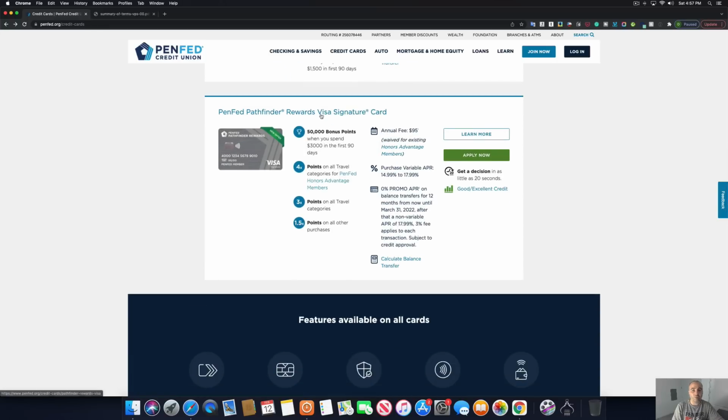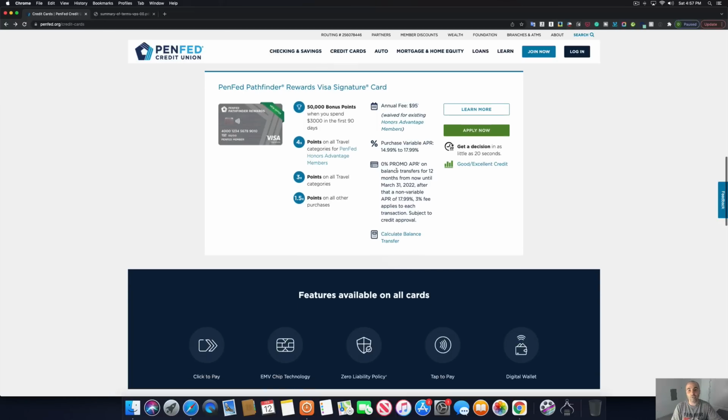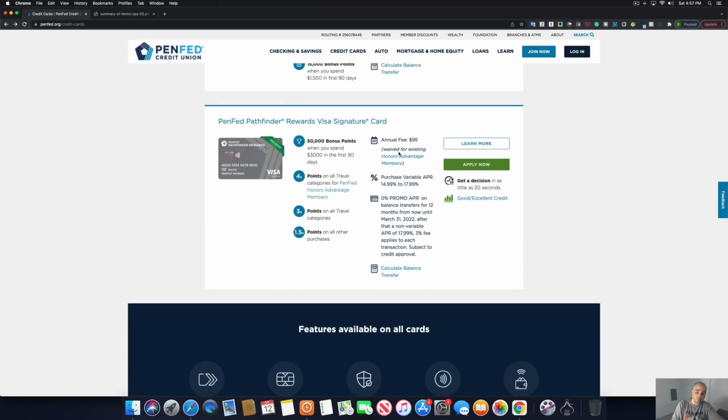The Pathfinder is a great travel card, a lot of points. This was taken down for a little bit, came back recently, $95 waived. You're waived for your existing Honors Advantage members. So once you become one of those members, you'll have that waived as well.